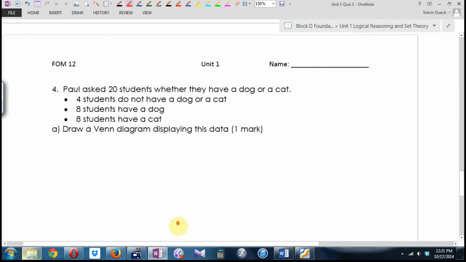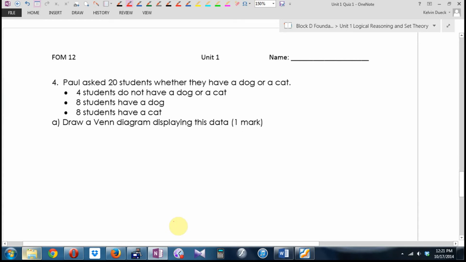Turn the page. Looks like this time we got cats and dogs.